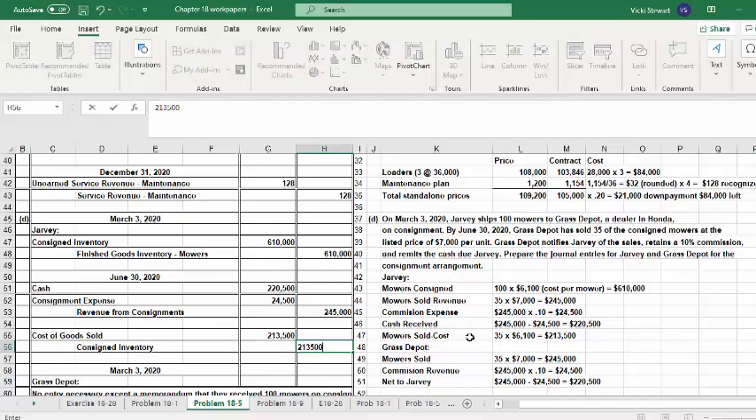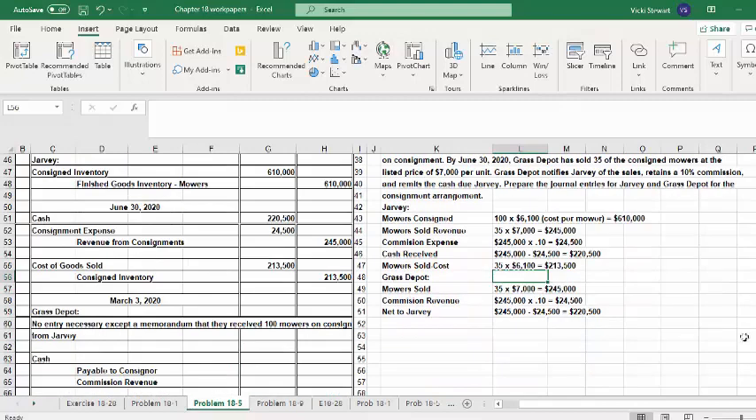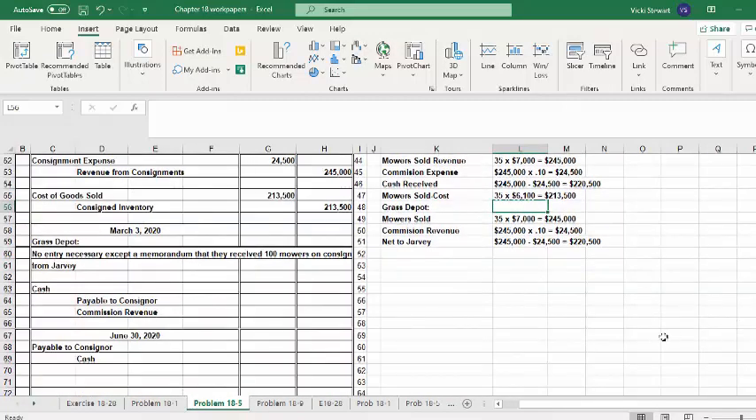Next, we're going to record the entries for Grass Depot, which is the consignee. Grass Depot would have received the mowers on March 3rd or about that time, but they don't make an entry to record the receipt of the mowers. They probably have some way of keeping up with the mowers, but they're not purchasing the mowers, so there wouldn't be any debit to an inventory account. They merely keep the mowers at their location and attempt to sell them.